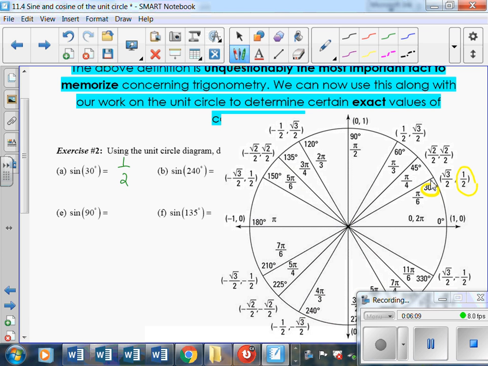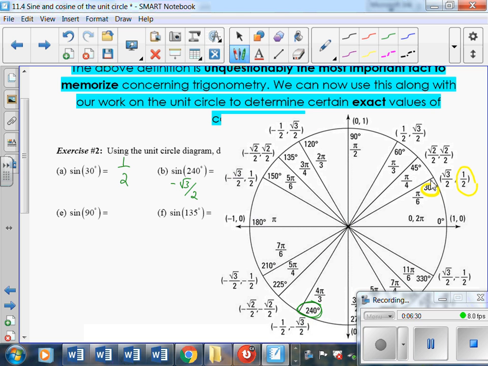So B says the sine of 240 degrees. So 240 is down here at the bottom. And again, sine is our y value, so it's negative. I'm running out of room, I'm just going to put it here, -√3/2. Now I'm going to do E and F if that's okay, because then I'll slide my diagram over.